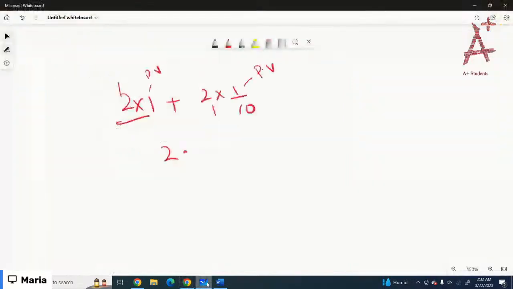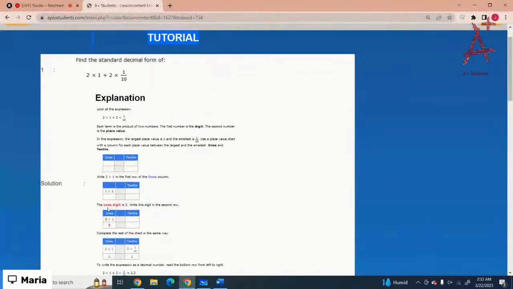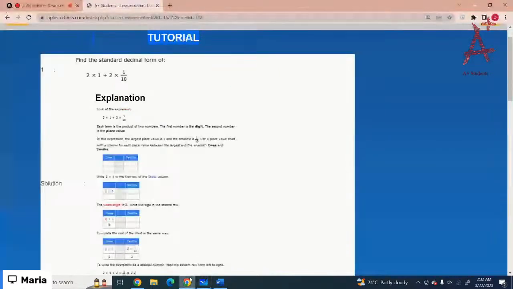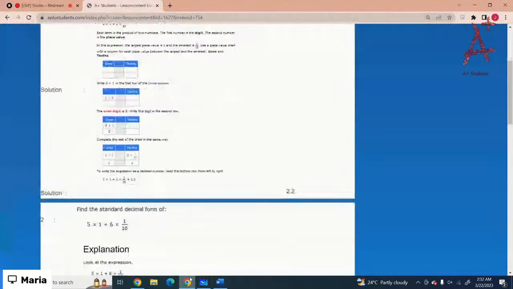Okay, 2 times 1. The 1 tells you that it is the digit at the ones position. Got it? Then you have 2 times 1. That means the place value 1 is the ones position, and the digit 2 is at the ones position. Got it? Okay. Then you have 2 times 1 over 10.